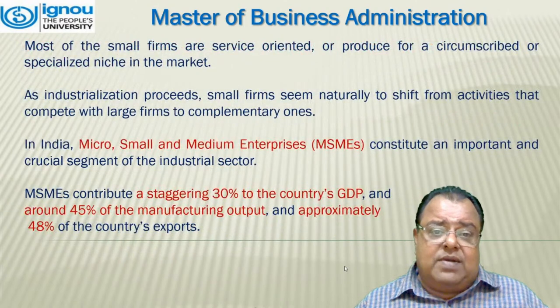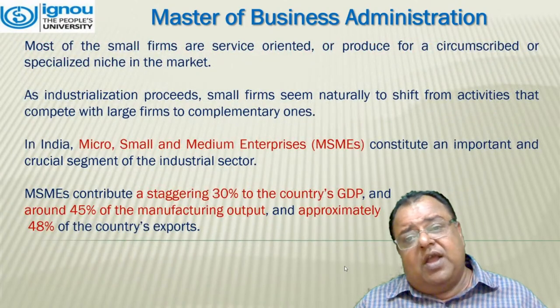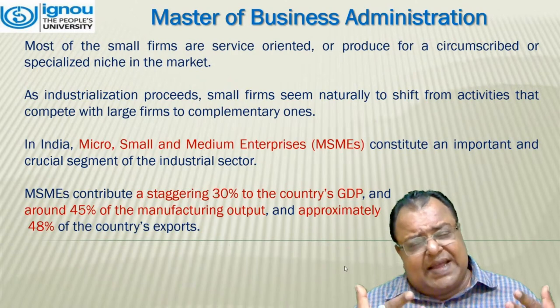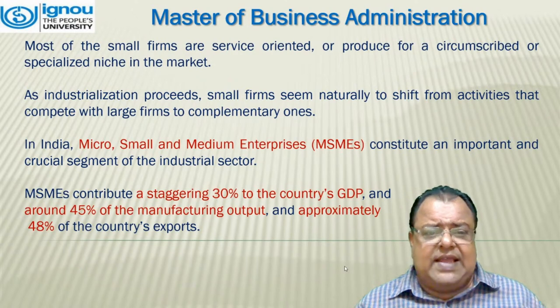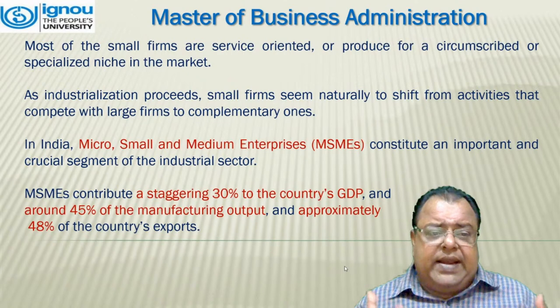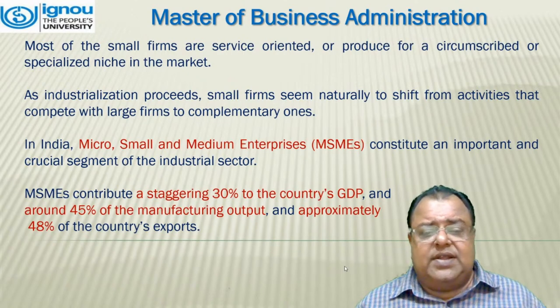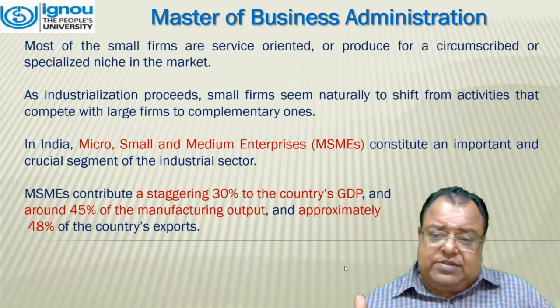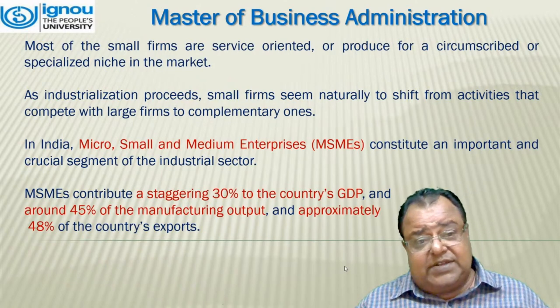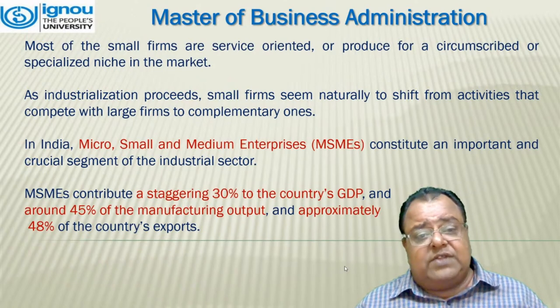Most of the small firms are service oriented or produce for a circumscribed or specialized niche in the market. And as industrialization proceeds, small firms seem naturally to shift from activities that compete with large firms to complementary ones.